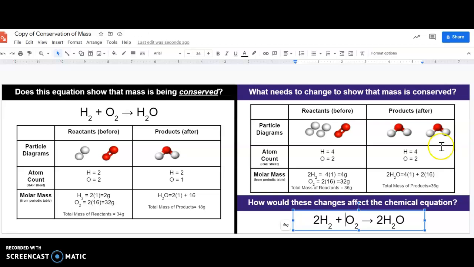And that's how we do our conservation of mass. Your reactants have to be equal to your products.